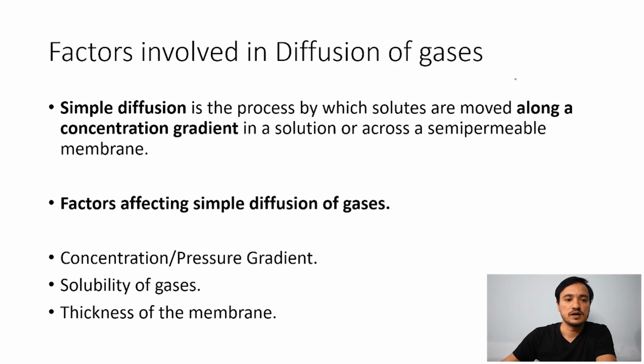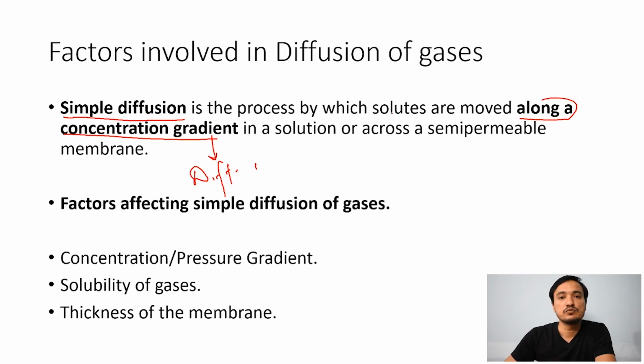Moving on to the next topic, factors involved in diffusion of gases. Very easy to understand. First of all, I will tell you what simple diffusion is. This is the definition of simple diffusion; no need to remember, just understand it. It is the process by which solutes are moved along a concentration gradient. This is important. Gradient means difference. If there is a difference in concentration, then there is movement of the solute. Here, energy is not involved, just movement along the concentration gradient.